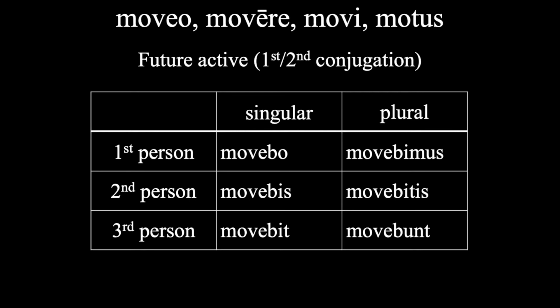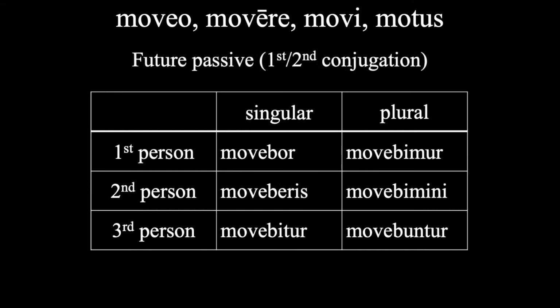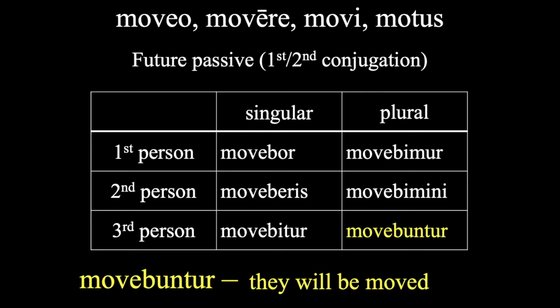Okay, movere is a second conjugation verb. We see it here in the future active. We'll just do the same thing. Movebo, movebis, and movebit will become movebor, moveberis, and movebitur. And we'll look at the third person plural here, movebuntur, and that means they will be moved.